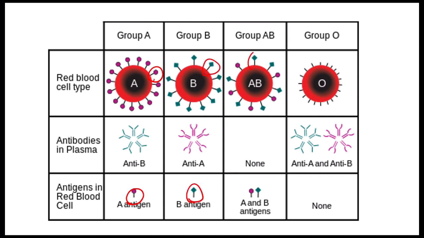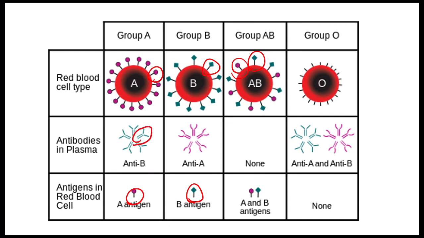Type AB has A and B antigens. And then type O has no antigens on it. In your plasma, which is basically the liquid part of your blood, a clearish yellow liquid, in A blood plasma there are anti-B antibodies.